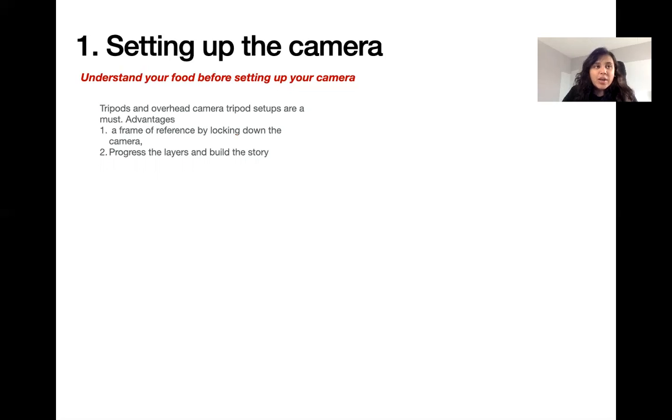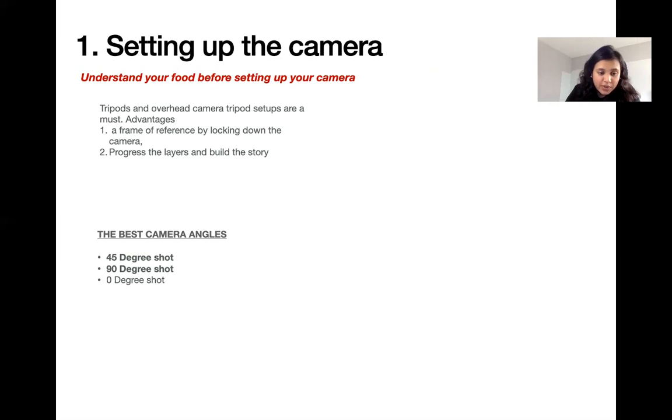But before getting into that, I must emphasize the importance of a tripod or anything stable to help your camera setup. The advantage of using a tripod, whether you are using a mobile or a professional camera, is that a frame of reference is locked down, and then you can slowly build on the story. A tripod, I would say, is a good investment if you are serious about food photography. So, let's look at what are the best camera angles for food.